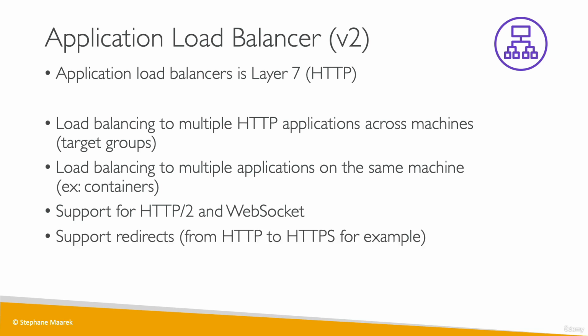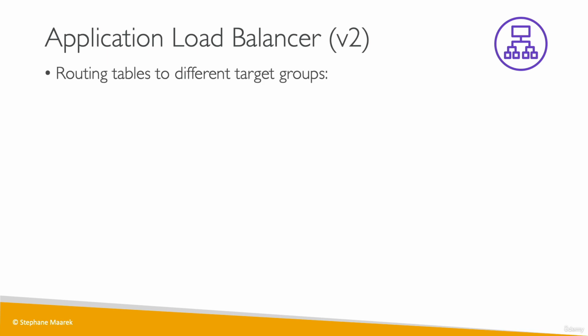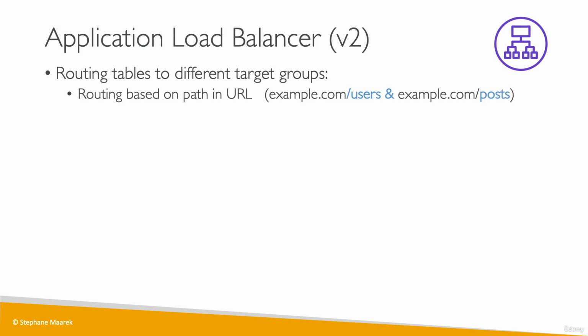It supports redirects as well, so if you wanted to redirect traffic from HTTP to HTTPS automatically, it could be done at the load balancer level. It also supports route routing, so there's routing based on different target groups. For example, you can route based on the target path of your URL, for example example.com/users and example.com/posts. /users and /posts are different routes in your URL, different paths, and so you can redirect these two things into different target groups. We'll see what that means in a second.